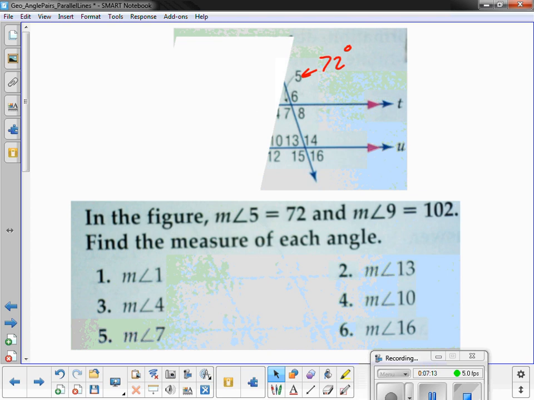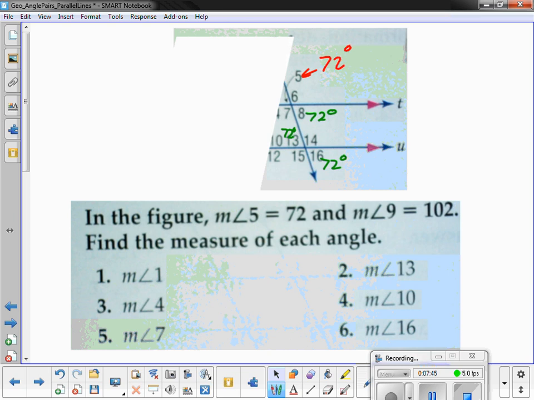If 5 is 72, that means 8 must be guaranteed to be 72 degrees because 5 and 8 are vertical angles. It means 13 has to be 72 degrees because it's corresponding with 5, and it's an alternate interior with 8. It means 16 has to be 72 degrees because it's corresponding to 8. It's an alternate exterior with 5, and it's a vertical angle with 13. So those all have to be 72-degree angles.